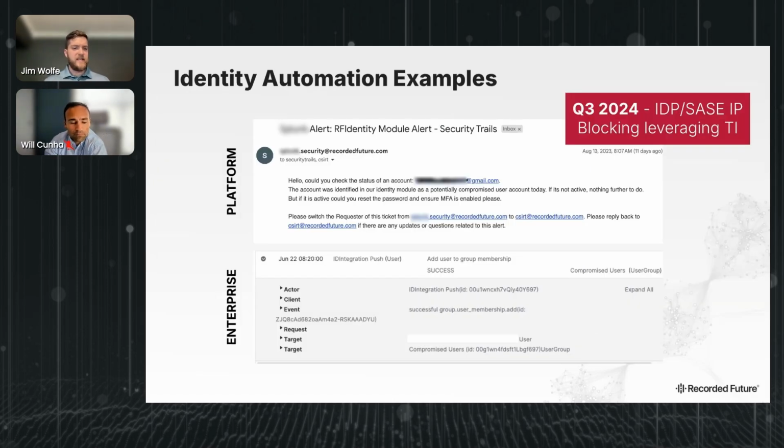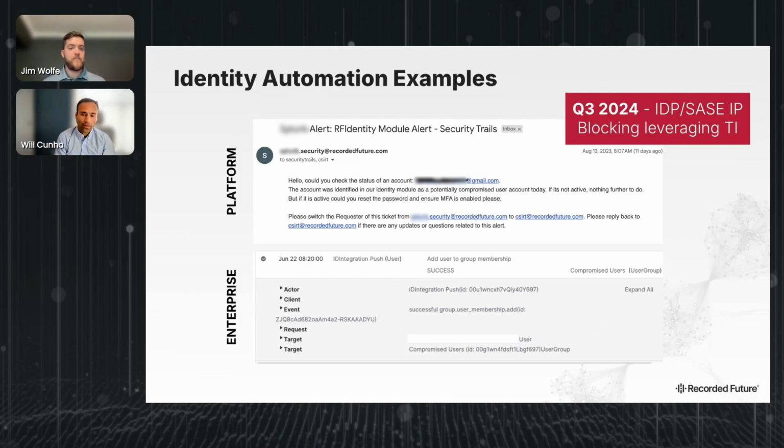Up above is an example of one of the emails that we're able to generate and send to our support team. We've tweaked this process a bit now where it flows through Jira instead of email so that we have better telemetry. But what I just described was how we focus on user accounts that use our product. Will, if you want to talk about how we leverage our IDP in an API integration to tackle recordedfuture.com accounts that have been compromised?